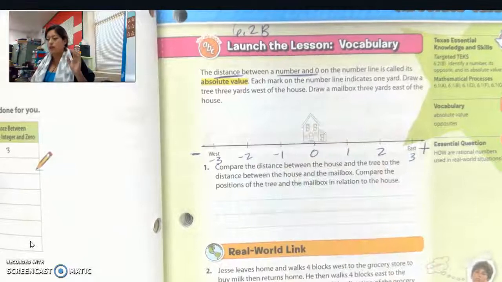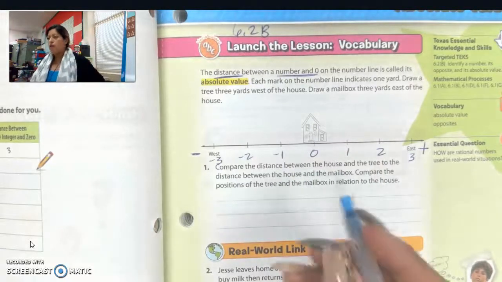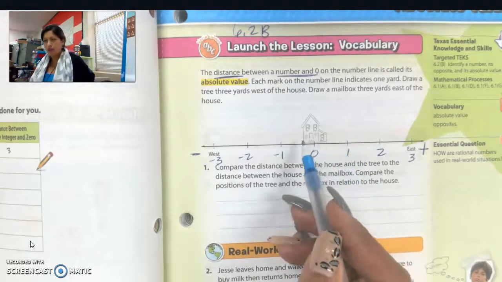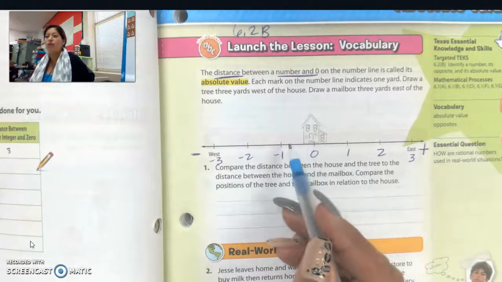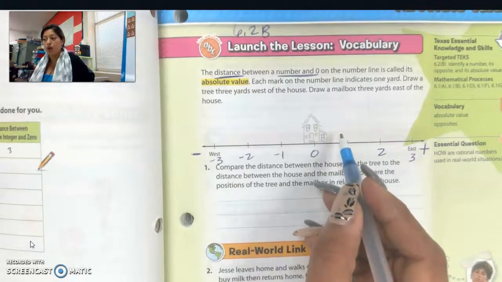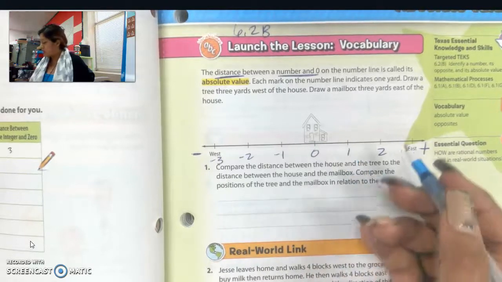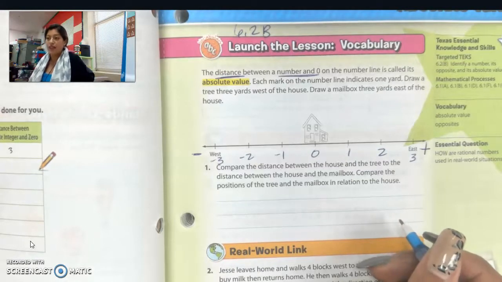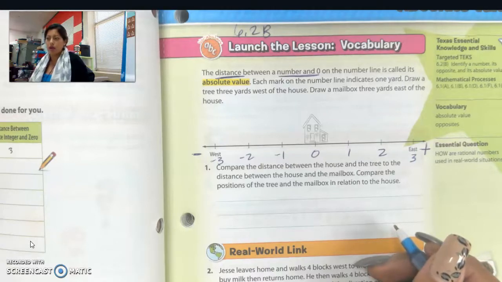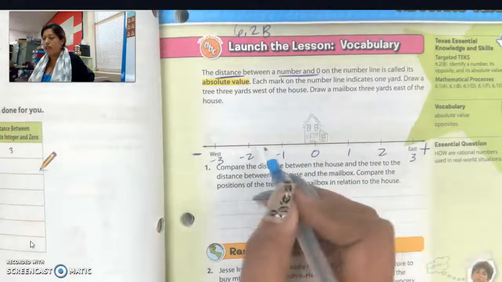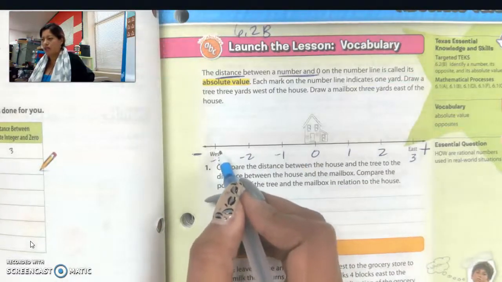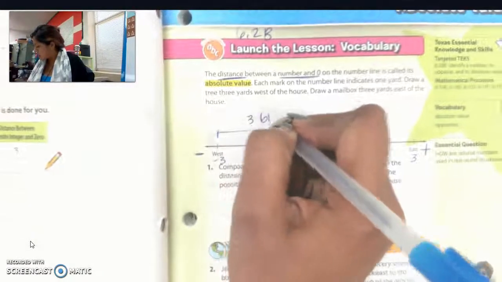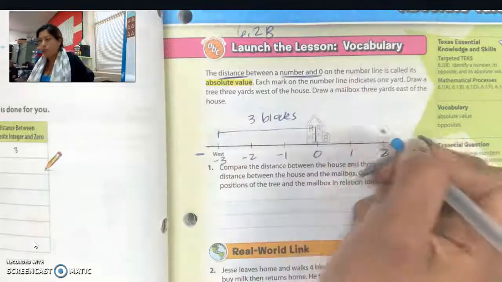Okay, so let me explain this a little bit more. So for example, if I say, oh, my friend lives 1 block away from my house, it wouldn't make a difference whether it was this way or the other way. The distance is still 1 block away from my house. So you would say 1 block away. You wouldn't say 1 negative block away. So does that make more sense now? Okay, so for example, if my friend lived 3 blocks to the west, I would say the distance is 3 blocks. Distance is always positive.